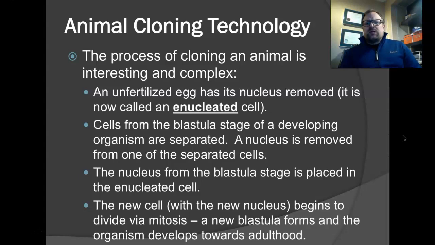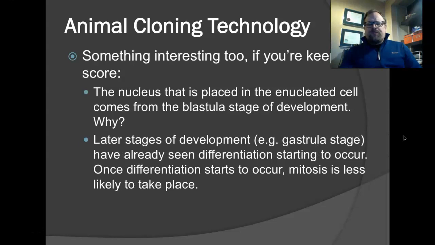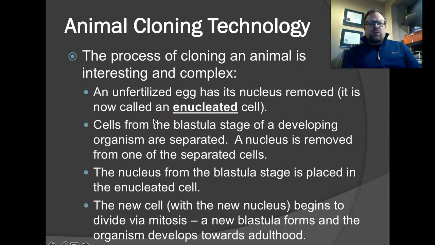What they do to clone, and there's a couple of diagrams here in your notes that sort of show what's going on, is basically they take an unfertilized egg and they remove the nucleus and create what's called an enucleated cell, a cell that does not have a nucleus in it.